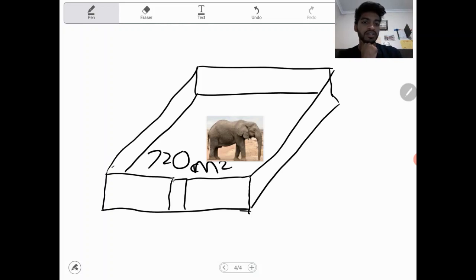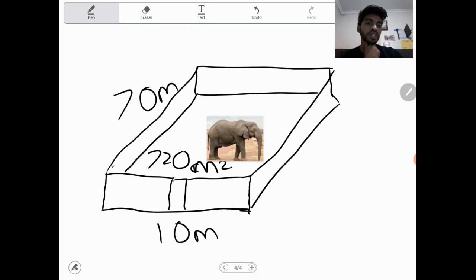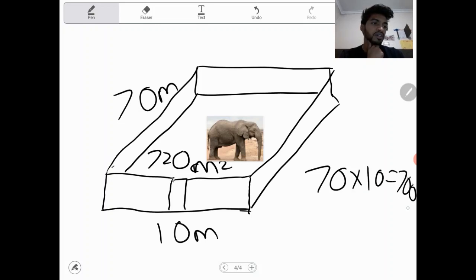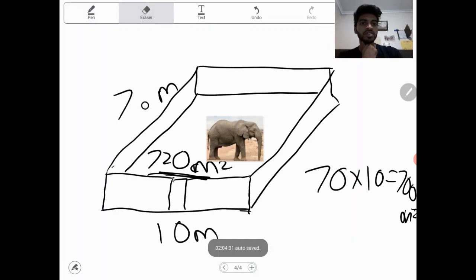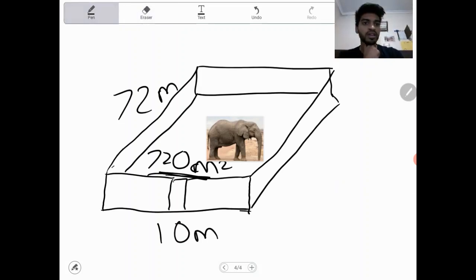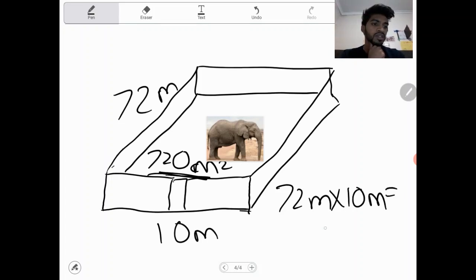So what I mean by that is, let's say I had 70 over here meters, and then I had 10 meters over here. This would be an incorrect label because 70 times 10 would give me 700 meters squared. But I wanted 720 meters squared for his enclosure. So I've got to make a change. I'm going to change this to 72 meters, and we can see that 72 meters times by 10 meters will give me 720 meters squared. So that's how you need to draw your enclosure.